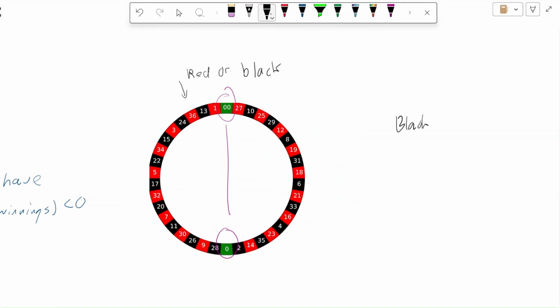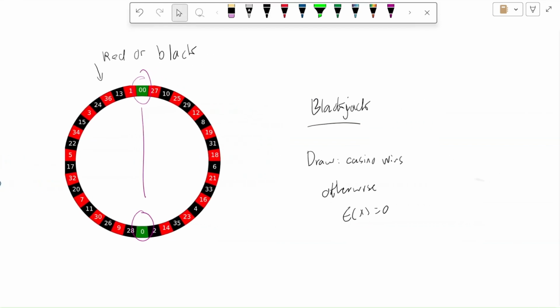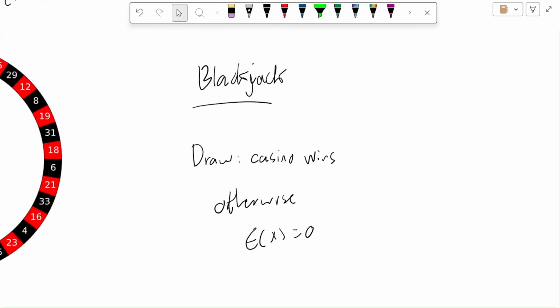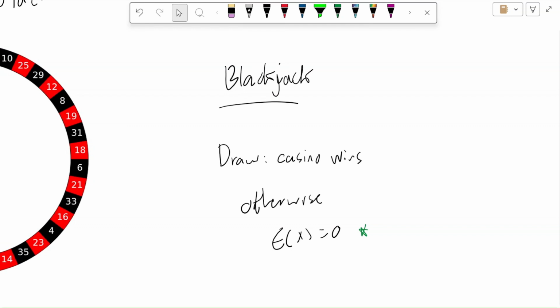The other way is, for example, in games like blackjack, if it's a draw, the casino wins. Otherwise, you would have the expected value equaling 0, because you are as likely to win at blackjack as you are to lose. So the casino there makes money on you drawing. Not to mention, this doesn't seem too bad for the casino if the expected value is 0, because they just gain as much as they lose. But you have to remember they're also paying their employees and their electricity bills and stuff. So the casino wants the expected value to be less than 0, so they make money.